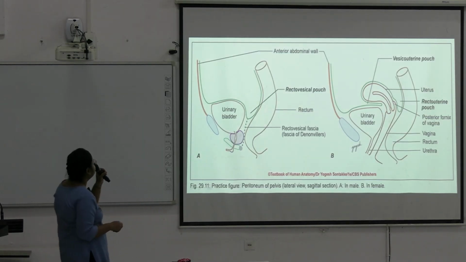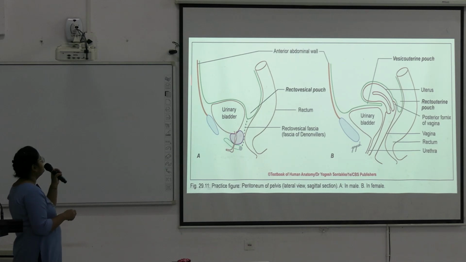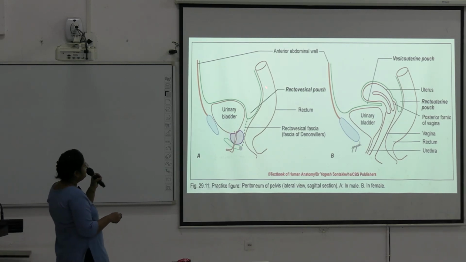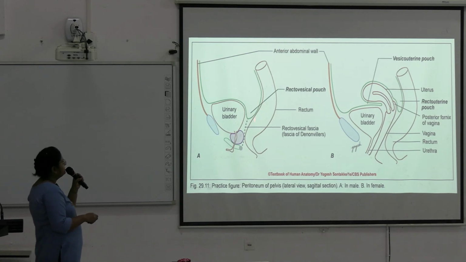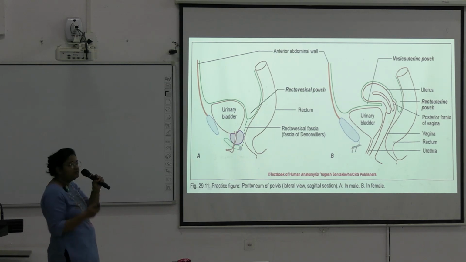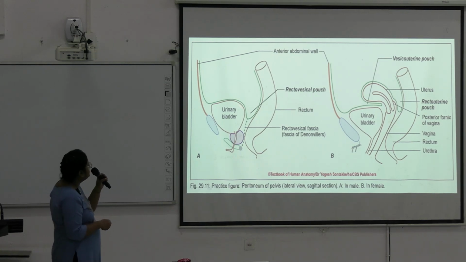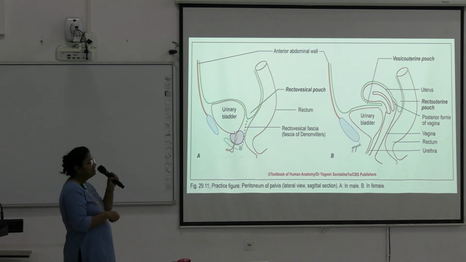See here, this is the reflection. This is anterior abdominal wall. From here, it is reflecting over the urinary bladder, then covering half of the posterior surface of bladder, then reflecting over the rectum. These are forming rectovesical pouch, and this is rectovesical fossa, fossa of Dunning-Miller, formed by condensation of the endopelvic fascia. This is male pelvis because there is bladder, prostate, and rectum.